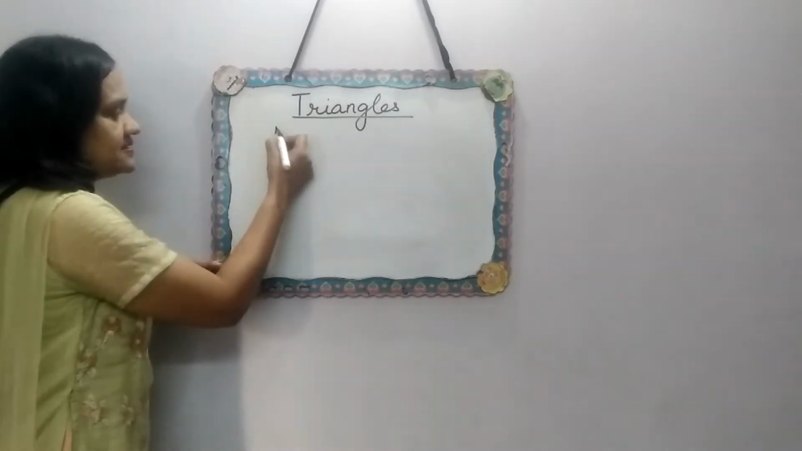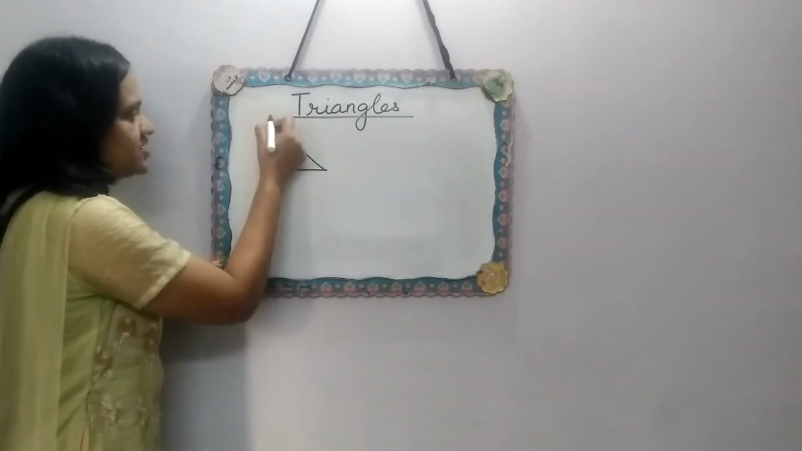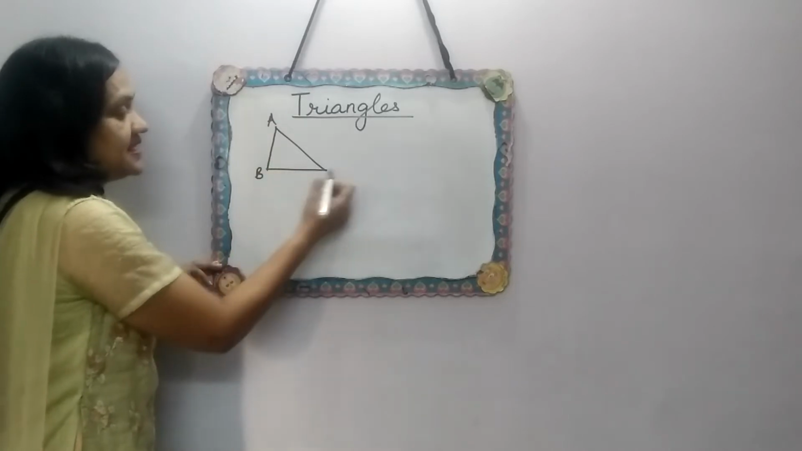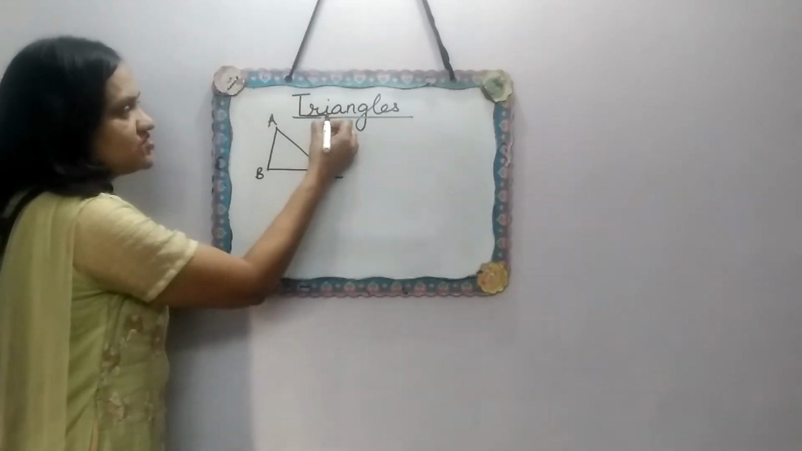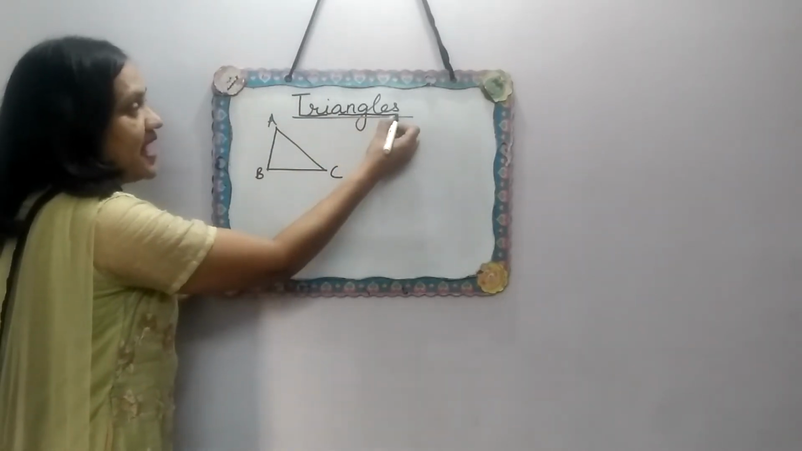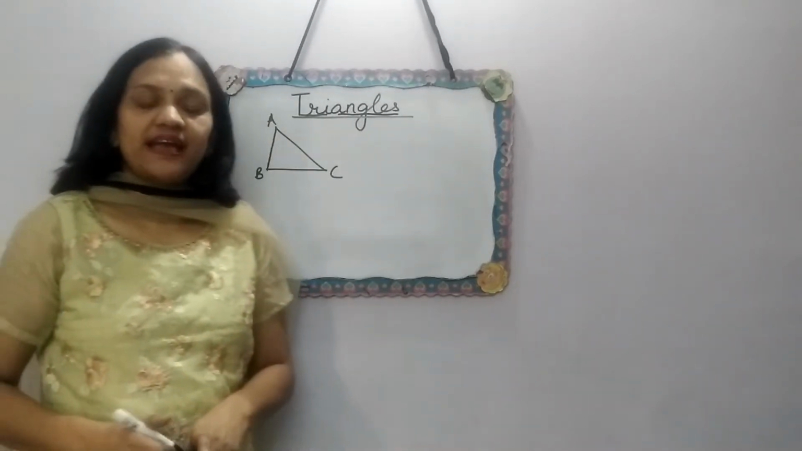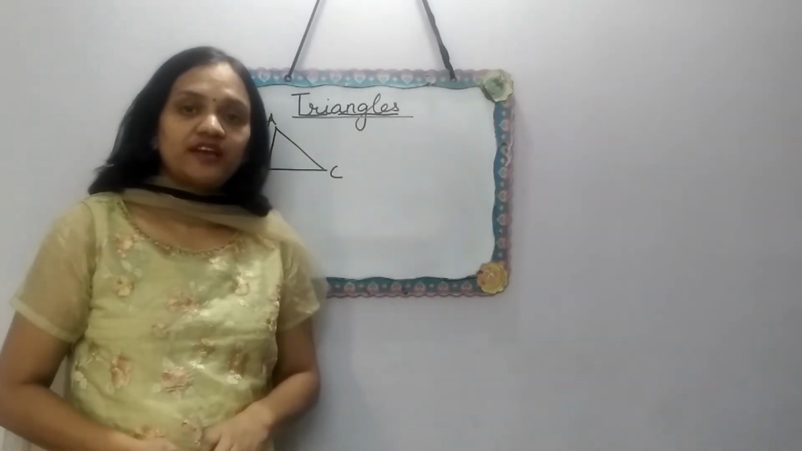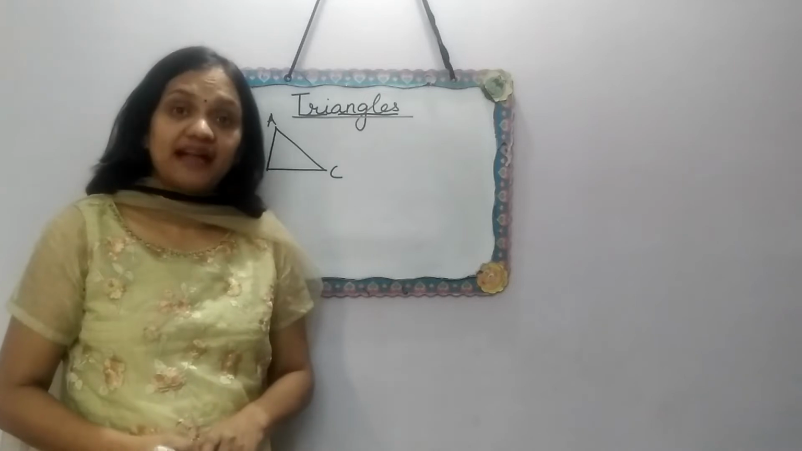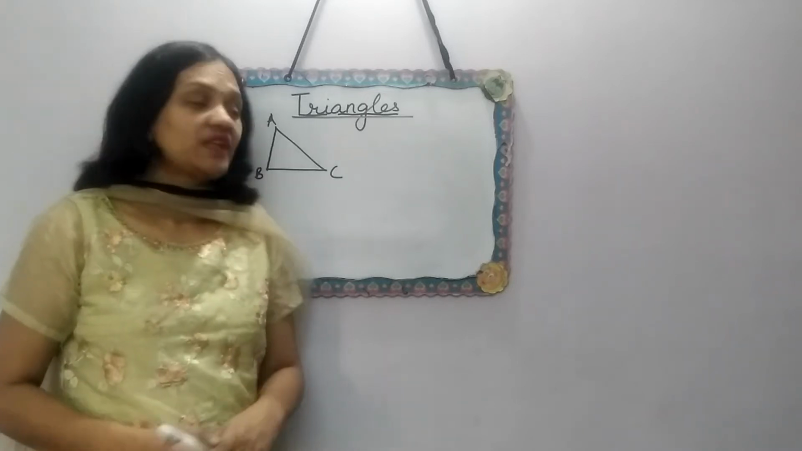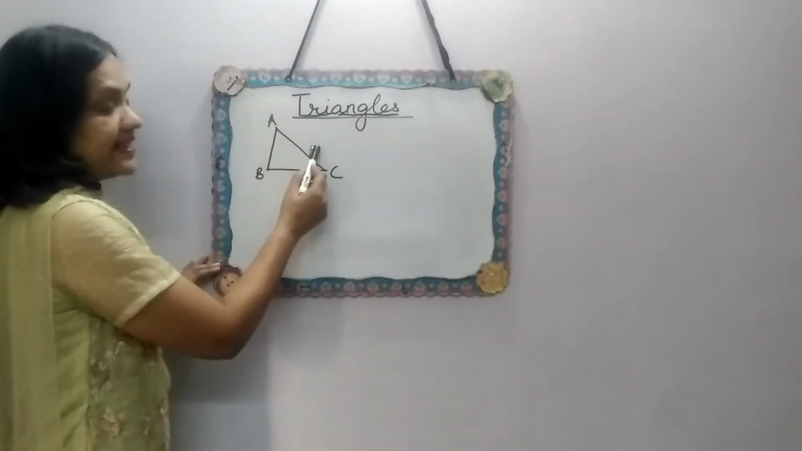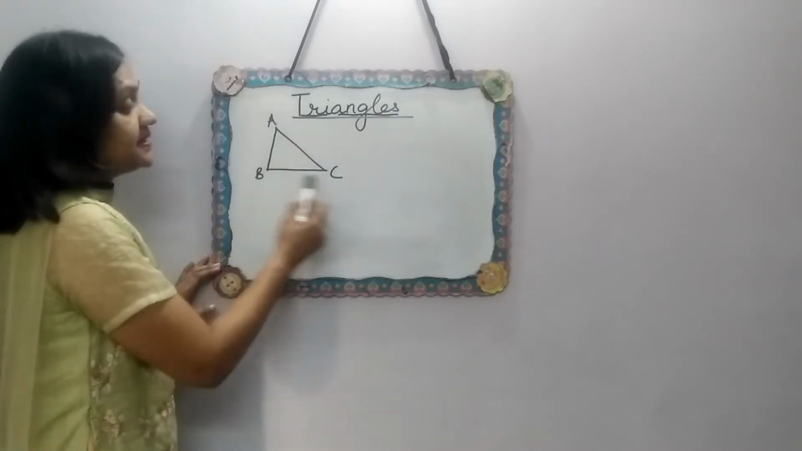A triangle is a closed figure made of three line segments. Tri means three and we have angles. So, a triangle stands for a figure which has three angles and also it has three sides and three vertices.